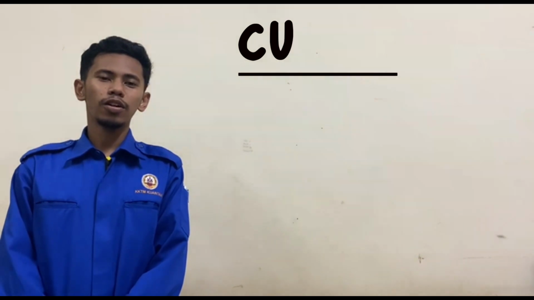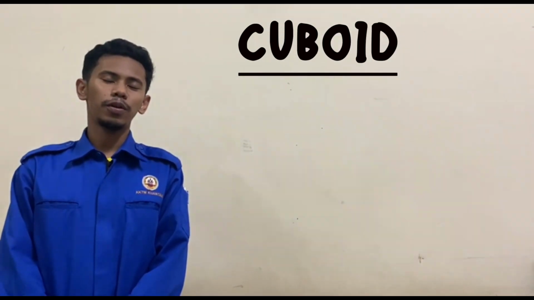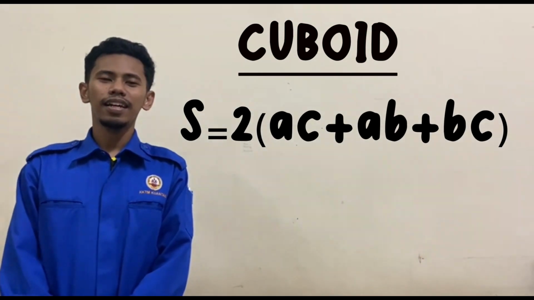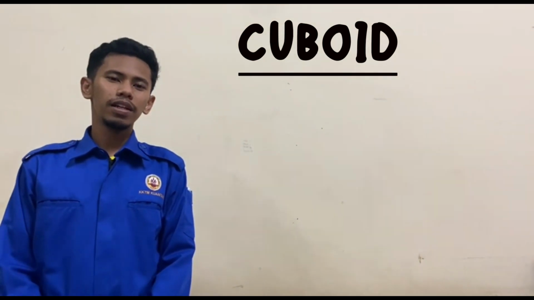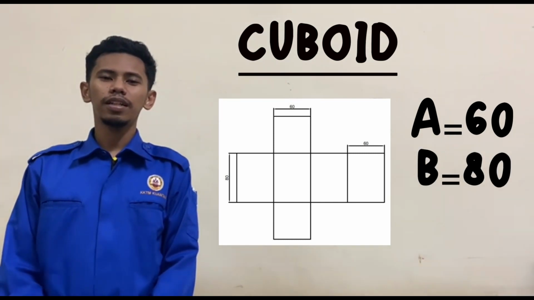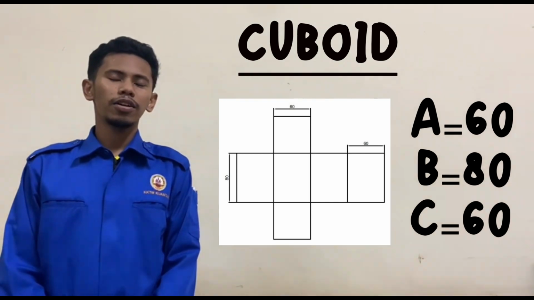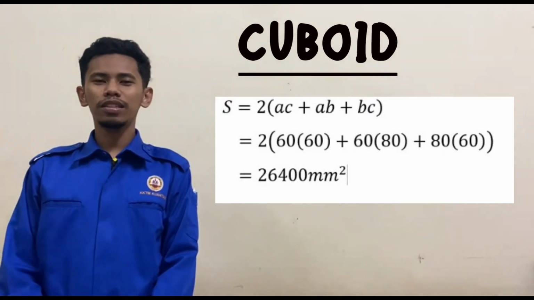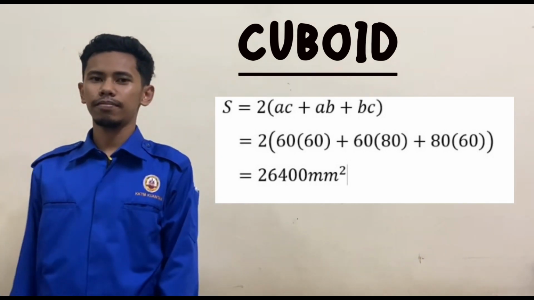Next, also for the cuboid, we use the same equation, which is 2 times A times C plus A times B plus B times C. The value of A equals 60, B equals 80, and C equals 60. When we substitute into the equation, we get 26,400 millimeters square.